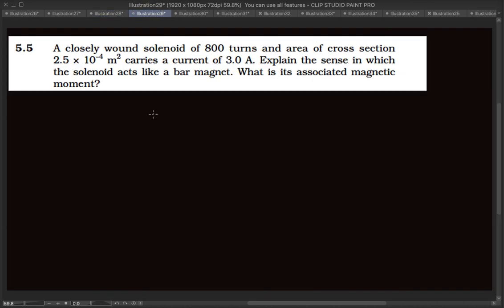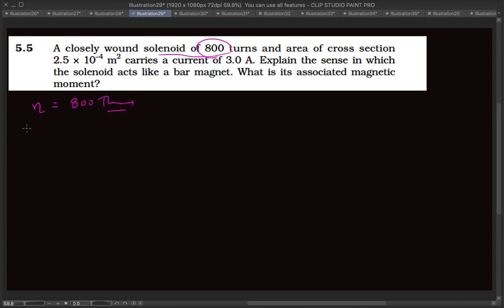Now exercise example number 5.5. In exercise example number 5.5, you have been given a closely wound solenoid. In such a type of example, take care whether the number of turns per unit length is mentioned or not. If it is not mentioned, then it is quite easy for us. Now my solenoid has 800 turns. These are the number of turns.